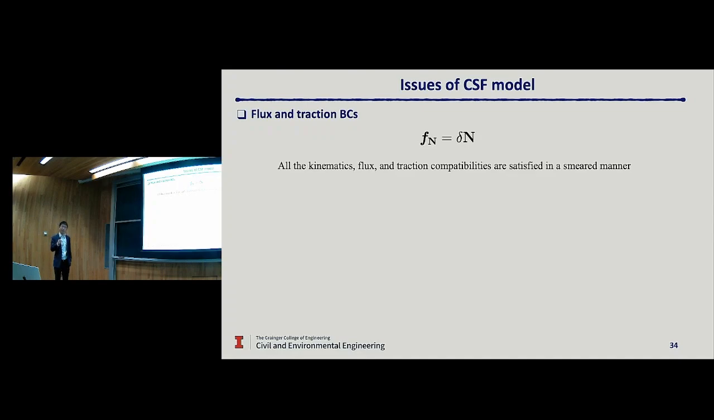This delta can be computed by using level set. Because you have a level set field, you can define the Heaviside function, a regularized Heaviside function. So the delta function is the partial Heaviside function over partial level set function. So all the kinematics, flux, traction, compatibilities are satisfied in a smeared way. Because if you want to evaluate this body force, you need to have a smeared interface.